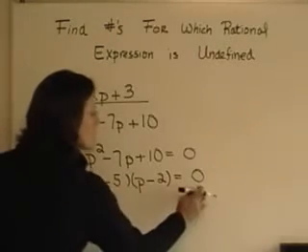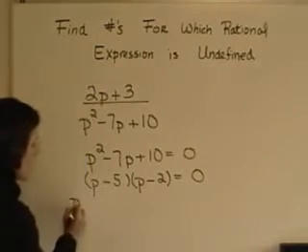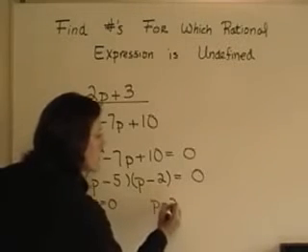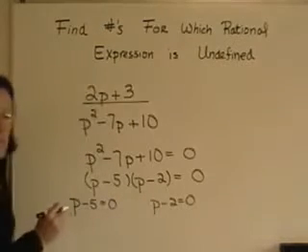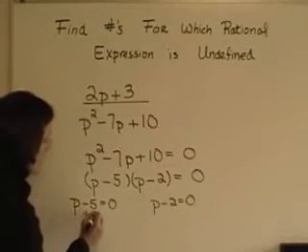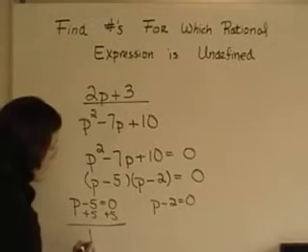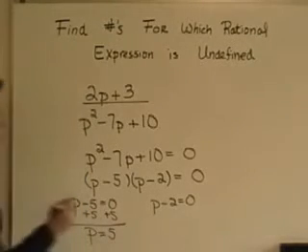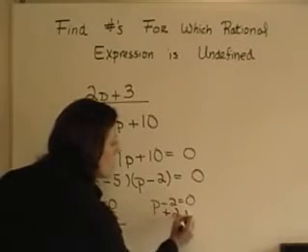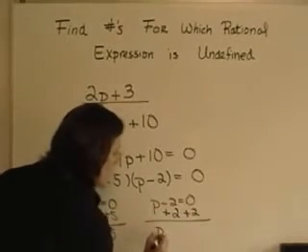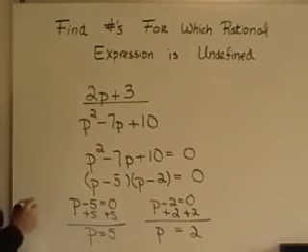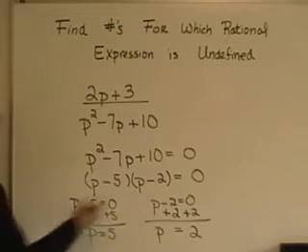Now all I do is use the zero product rule, so I let p minus 5 equal 0, and I let p minus 2 equal 0. Then here I'm going to add 5 to both sides, and I find out that one of the values that does not work in this expression is the number 5. Here I'll add 2 to both sides, and I'm going to find out that there's another value, in this case a 2, that will not work in this expression because it will cause the denominator to be 0. Let's just check this one. I won't bother to check both.